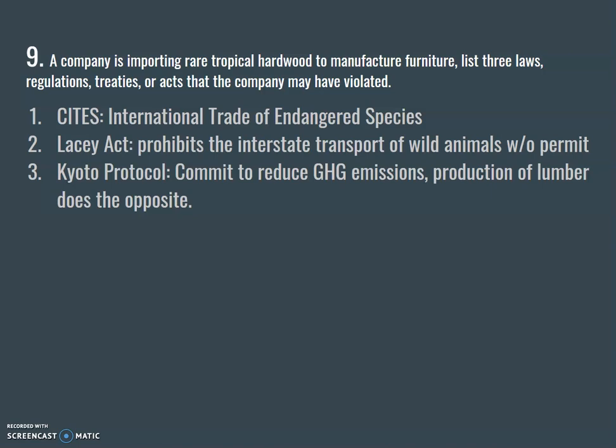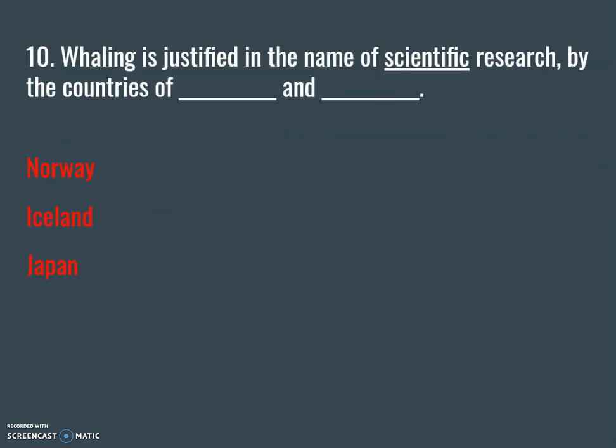The Lacey Act prohibits the interstate transport of wild animals without a permit. And then the Kyoto Protocol is a commitment to reduce GHG, which is greenhouse gas emissions. The production of lumber would do the opposite, because removing trees hurts our ability to remove carbon dioxide from the atmosphere.